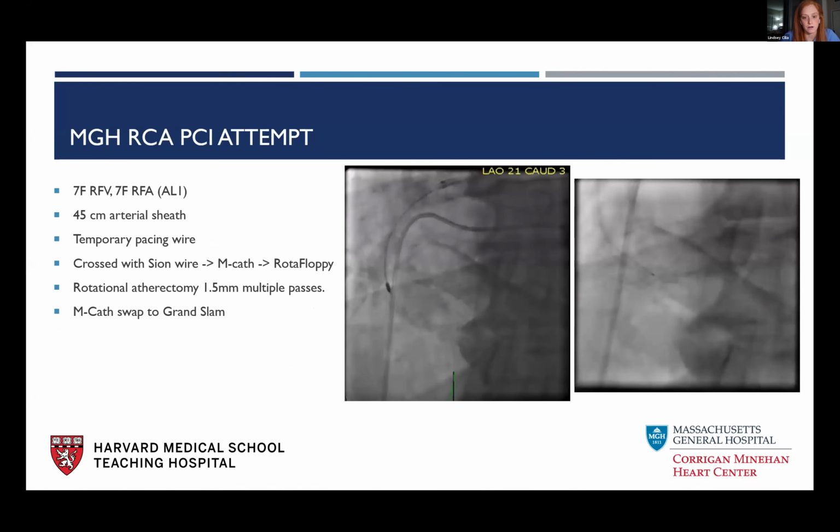Correct. So when they came here, we decided to go femoral. We put in a 7 French right femoral artery sheath and used an AL1 for our guide for more support. We placed a long 45-centimeter arterial sheath also for additional support. We crossed with a Xience wire. We used an MCath to get across the lesion, which we were successfully able to cross. And we swapped out to a RotaWire Floppy, and we decided to go with rotational atherectomy here with a 1.5 burr. Multiple passes were needed; it was very difficult initially to break through that calcium. Eventually we were able to, and we opted to swap out to a Grand Slam wire for additional support throughout the case.